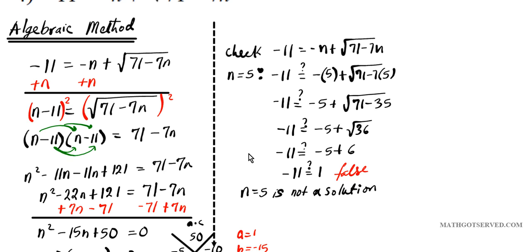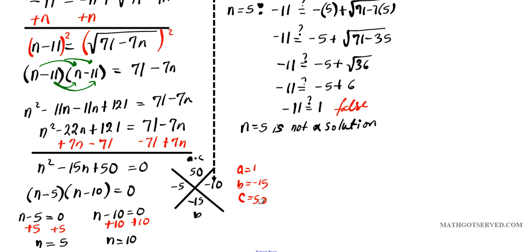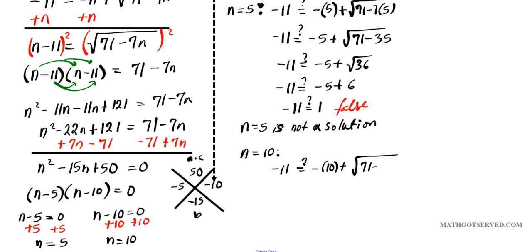Now, does that automatically mean that the second one we have is a solution? The answer is no. We have to check it also, okay? Because there's a possibility that both answers are extraneous, okay? So we have n equals 10. Question is negative 11, is it equal to negative 10 plus the square root of 71 minus 7 times 10? We just substituted 10 into the original equation, okay?